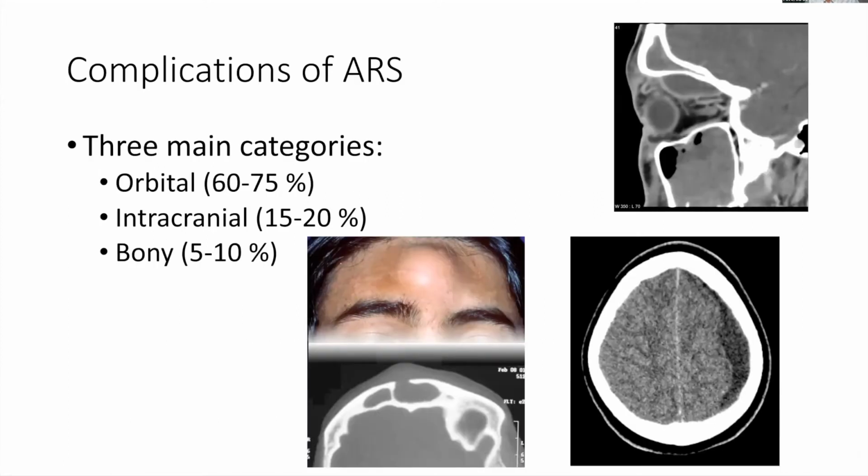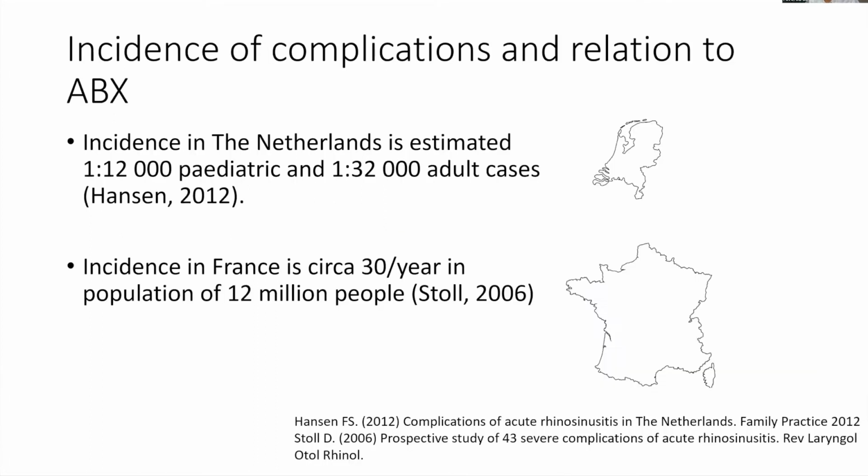Now I'm going to continue with the complications of acute rhinosinusitis. We have three main categories: orbital, intracranial, and bony. The orbital ones are the most common. So I think this is the most important to recognize and understand the management of.